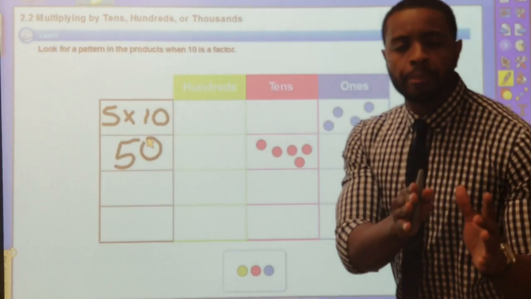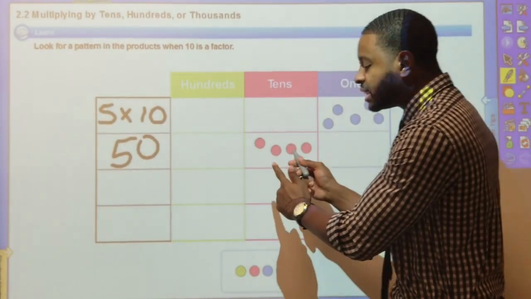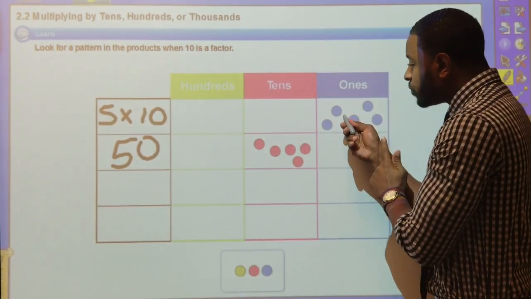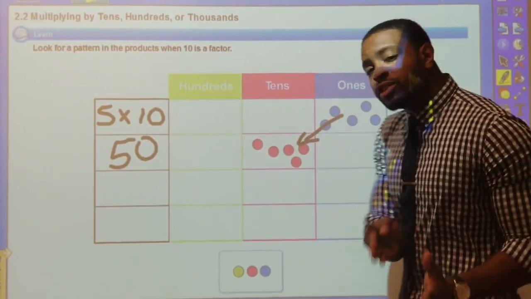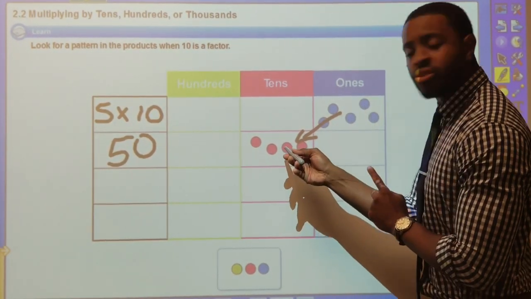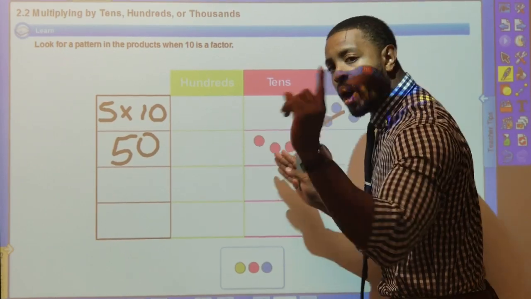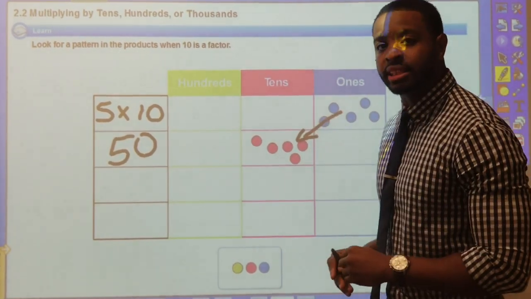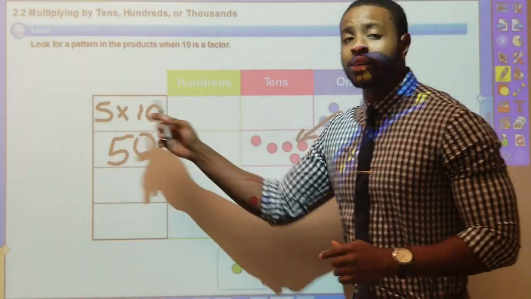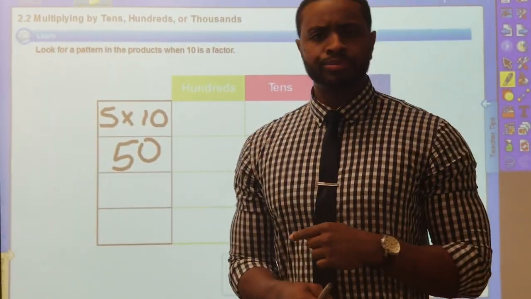But look what happened. When we started with 5 ones and we exchanged it for 5 tens, everything shifted 1 place value over to the left. Look at that. Everything shifted 1 place value over to the left. We started in the ones place and then we shifted over 1 place value to the left and now we're in the tens, which is why 5 times 10 equals 50. Well, let's see if it works with another number.